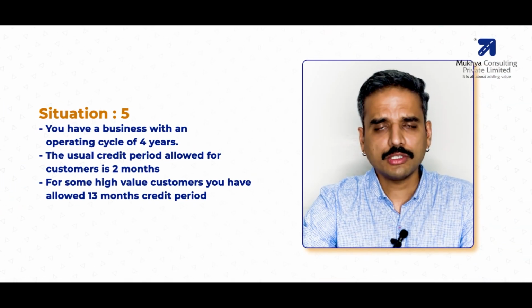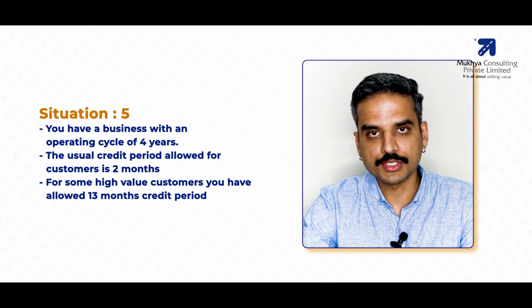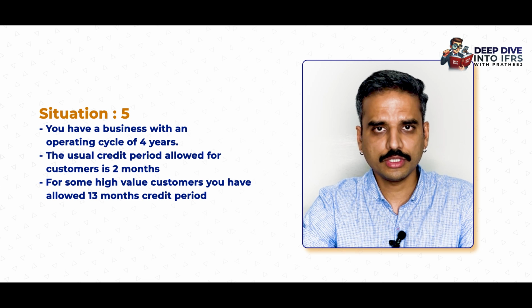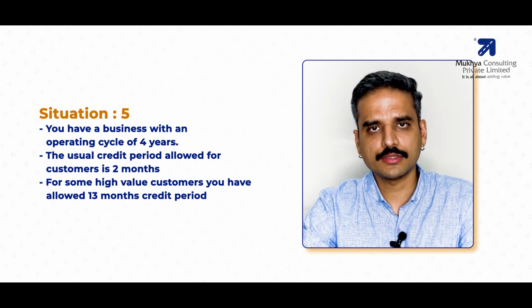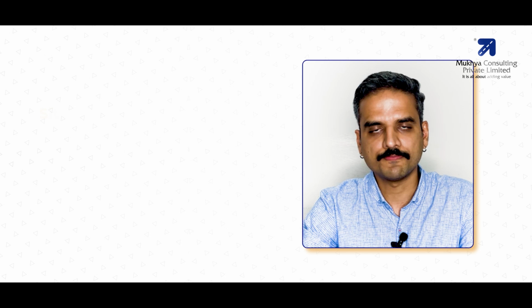Situation number 5. You are a business with an operating cycle of 4 years and the general credit period that you give to your customers is 2 months. But in some cases, for some high value customers, you have given a credit period of 13 months. Now, should this be treated as a current asset or a non-current asset?